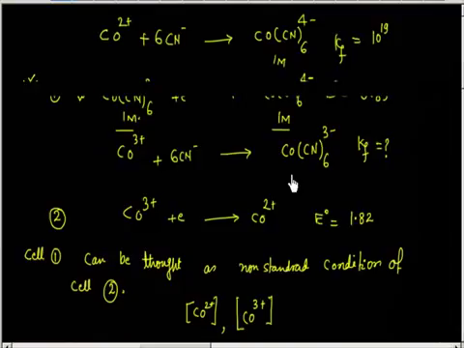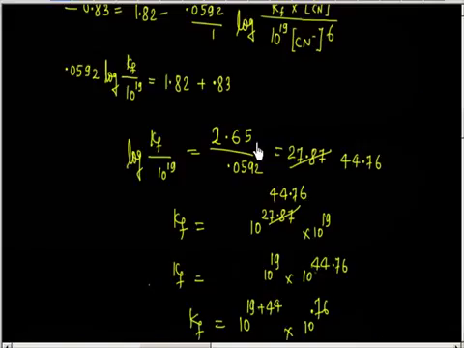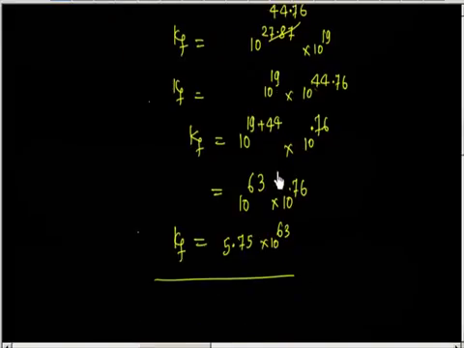So let us check. Around 8.227 times 10 to the power 63, okay. So the order is okay. And the difference is because of 0.0592; people are taking 0.059 and that's why there is a difference. The order is the same, that is sufficient.